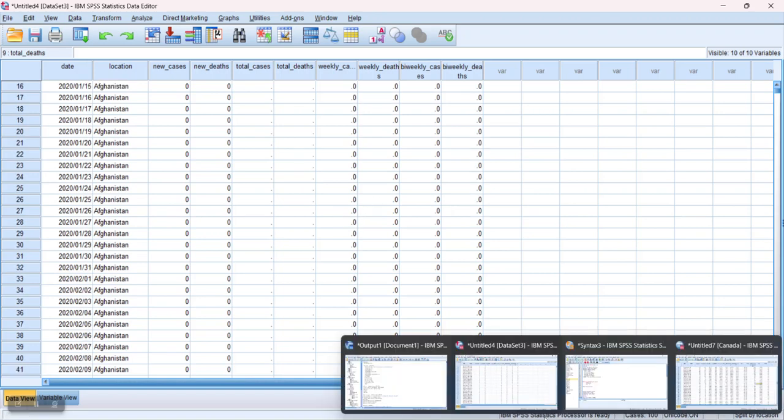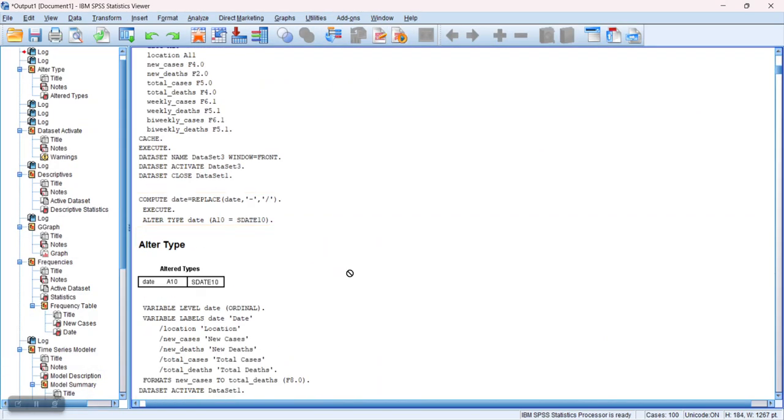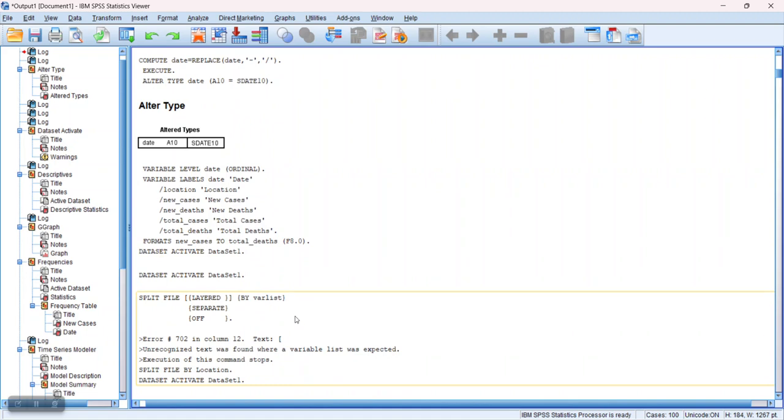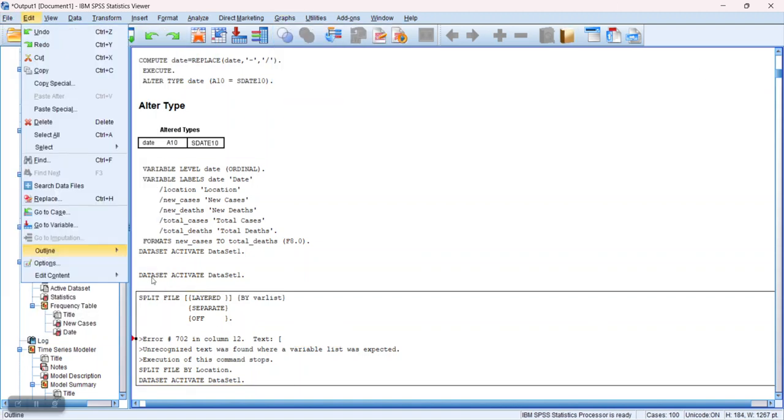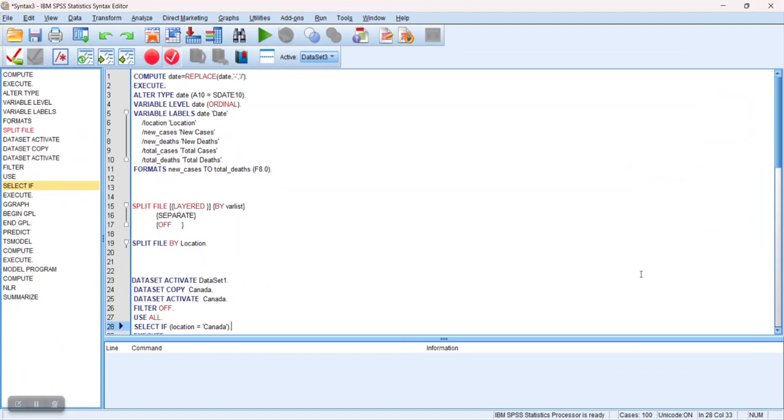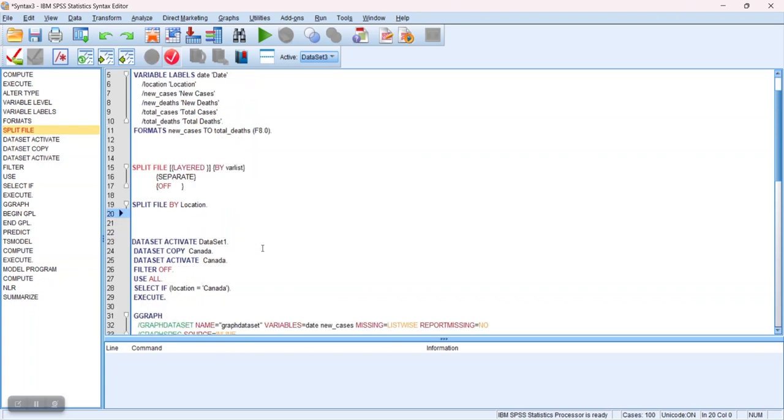So first, what I did was to convert the date variable to a format that SPSS Statistics recognizes. Then I used the split file command to analyze data separately for each location. To do that, let's go to New and then Syntax. Let's go to this, which I did earlier. Here, the split file command, split file by location.